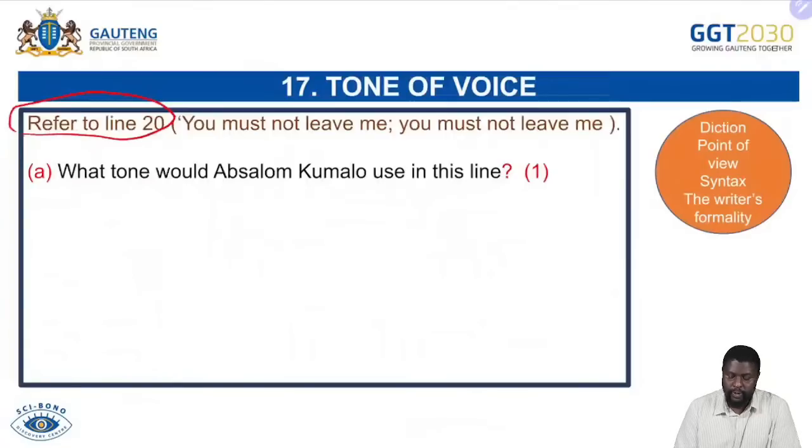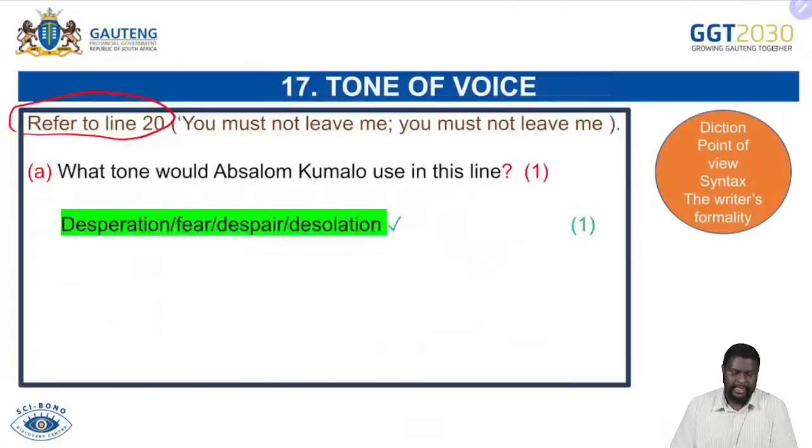What tone would Absalom use in this line? Desperate, fearful, despair, or desolation. Say the words yourself. You can hear or you can feel the sound of desperation. You must not leave me. You must not leave me. So you need to read the lines. You need to say the words out to yourself. Right? Then you will be able to see how the character is feeling.